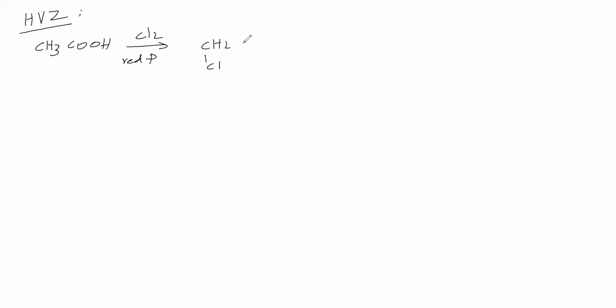Therefore, CH2Cl COOH. Alpha hydrogen is replaced by chlorine. Then again alpha hydrogen will be replaced by chlorine. Again alpha hydrogen is replaced by chlorine, then again alpha hydrogen is replaced by chlorine. So in the HVZ reaction, alpha hydrogen is replaced by chlorine. This is called the HVZ reaction.